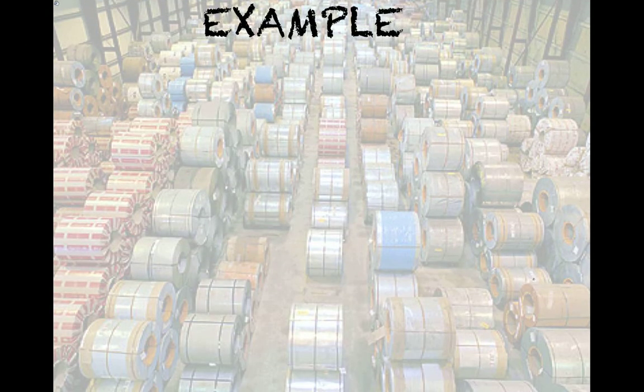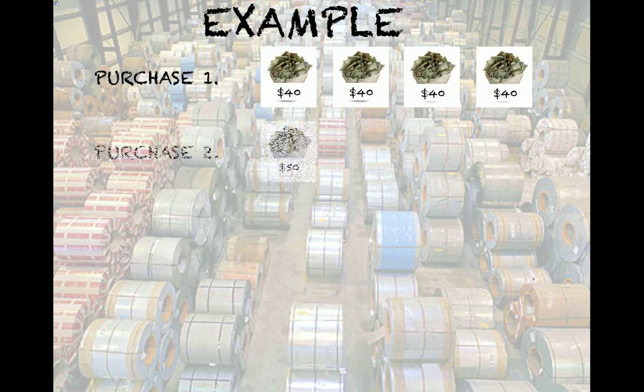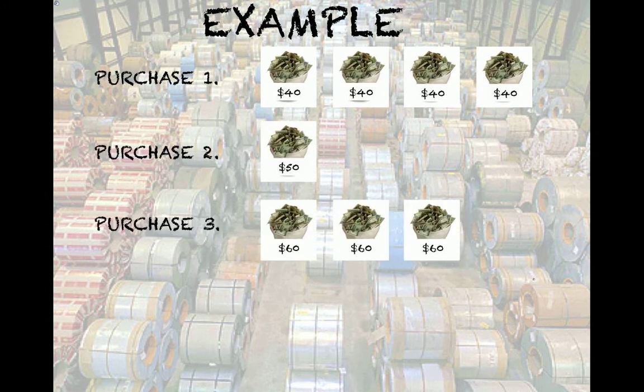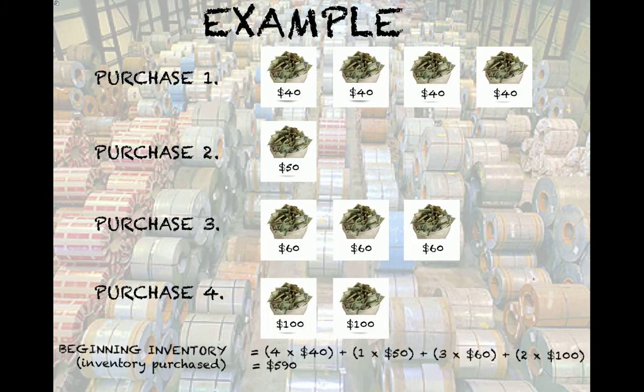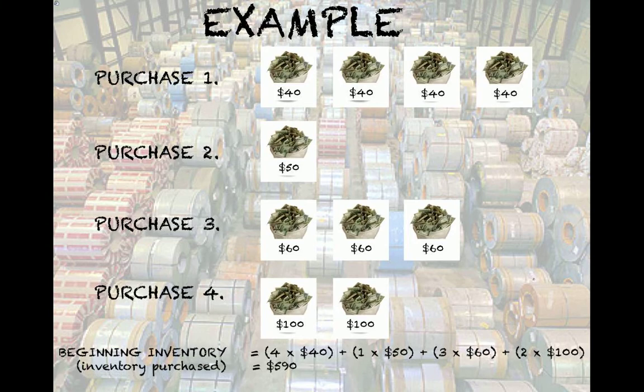To understand the four methods, we use the same example for purchase cost in all four methods. The purchase cost of inventory in this example was: first purchase of 4 items at $40, second purchase of 1 item at $50, third purchase of 3 items at $60, and the fourth purchase of 2 items at $100, giving a beginning inventory of $590.